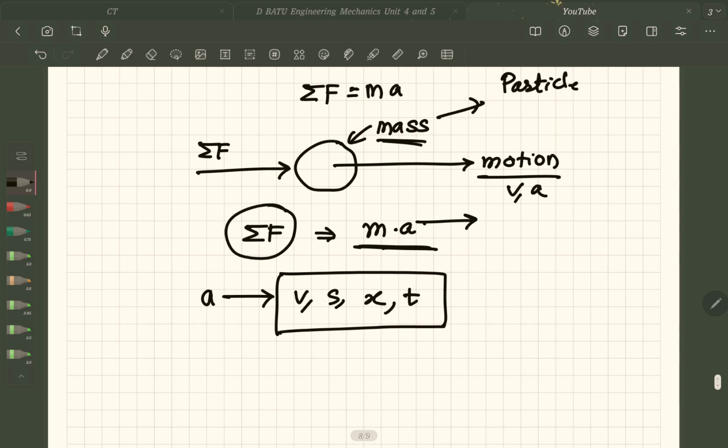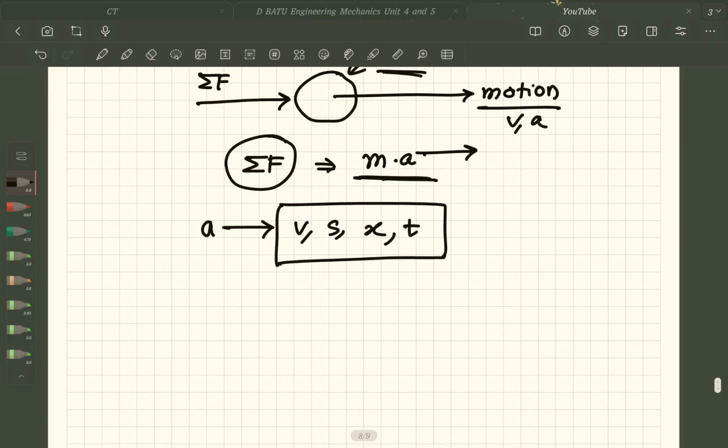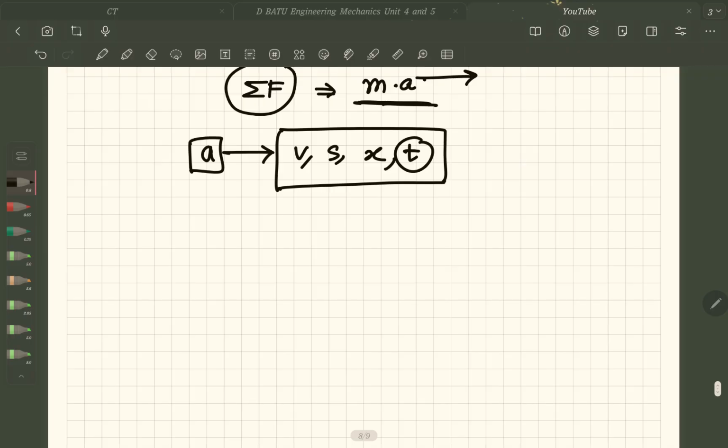So I am not interested in the forces. What kind of forces are acting, how many forces are acting, in which direction they are acting, I am not interested. I am interested only in the effect of the forces. So after the application of forces, what will be the displacement, what will be the position, what will be the velocity, what is the acceleration, and what is the time period. These parameters are required for the understanding of the motion, and that is called kinematics. So kinematics is generally defined as the study of the geometry of the motion.